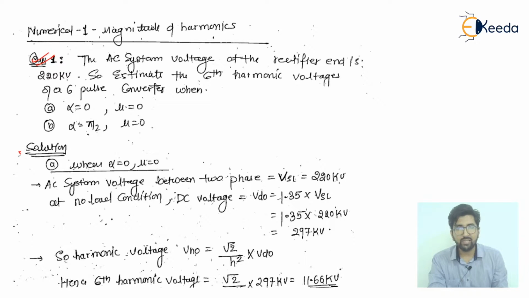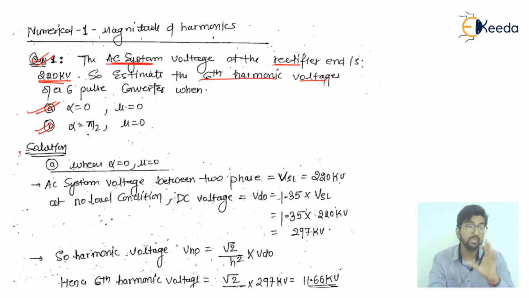It is saying that we have an AC system, and it is asking for the voltage on the rectifier side, which is 220 kilovolt. So estimate the sixth harmonic voltage for the 6 pulse converter. We have to find this for two cases. The first case is alpha equal to 0 and mu equal to 0. The second is alpha equal to pi by 2 and mu equal to 0.